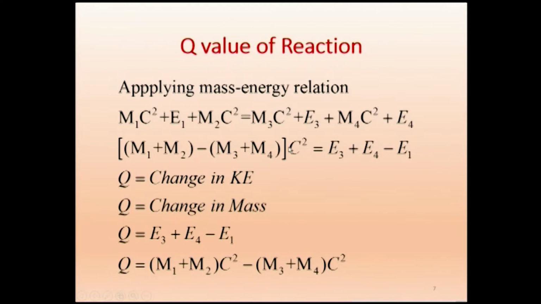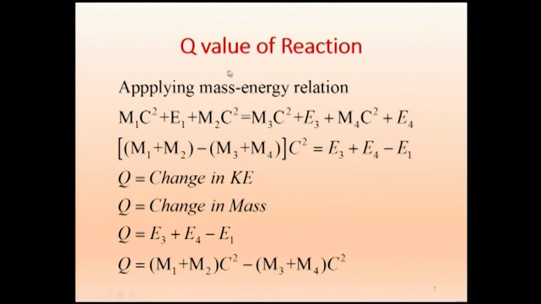Therefore, we get this equation. Now, after that it is only simplification. So what we are doing is taking all the masses to one side, M1, M2 and M3, M4, all the M factors are brought to this side, and C squared is a common factor, we take it out. So we get (M1 plus M2 minus M3 plus M4) into C squared, that will be equal to all the kinetic energy we are taking to the right side, E3 plus E4 minus E1, that is it. Now, what is Q? Q is nothing but change in kinetic energy, or it is also equal to change in mass.